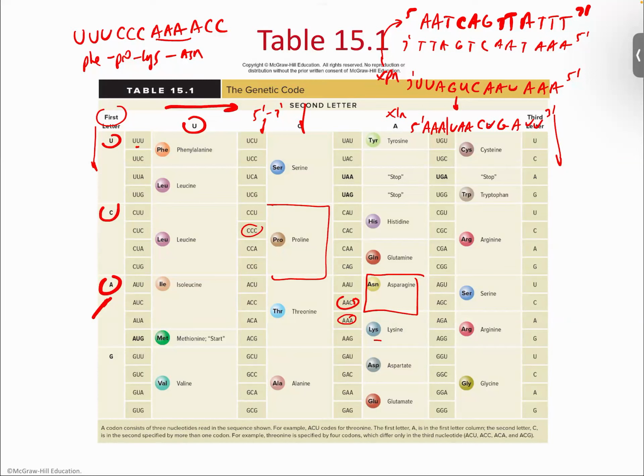Then you can go in here and say, okay, what's AAA? Well, that's a lysine, right? What's UAA? Well, in this case, it's a stop codon. So we're dead. We're done there. So we got a lysine and that's it. So does that make sense? So what I would do is just make up some DNA, challenge yourself, replicate it, that is make the other strand, and then transcribe it and then translate it using this table as a code.